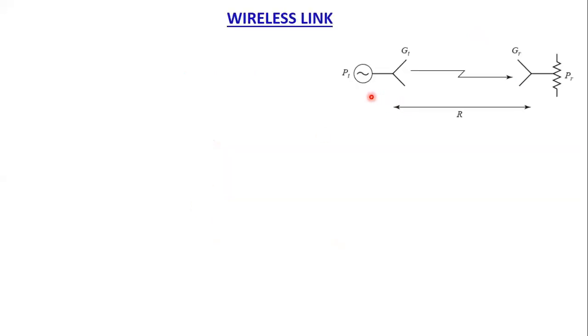So we see a wireless link over here. We have a transmit antenna, and this is the gain of the transmit antenna, and on the right side we have a receiver antenna, and this is the gain of the receiver antenna. The power transmitted is Pt and power received is Pr, and the distance between the transmit and receive antenna is R.